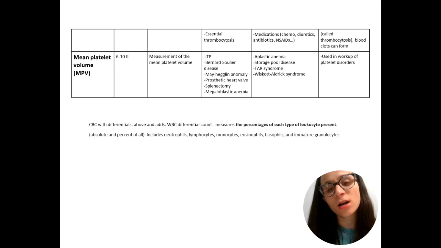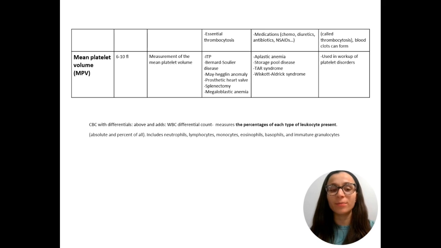The last thing on a CBC would be your MPV. MPV stands for mean platelet volume, and that's 6 to 10. And what that is, it's a measurement of the mean platelet volume, as the name says. It's usually used in the workup of platelet disorders.